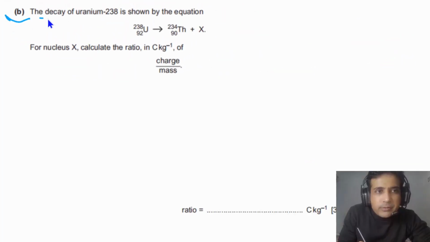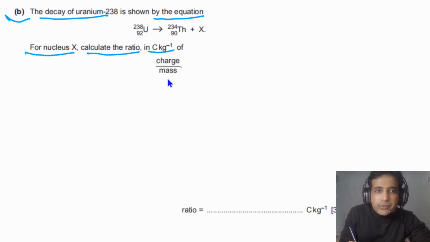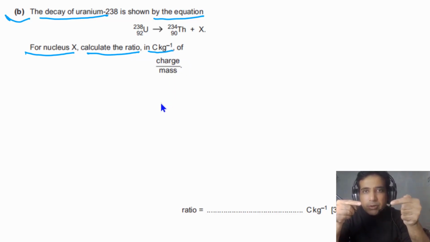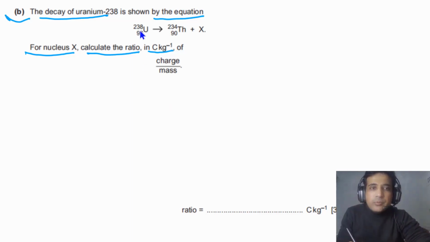For part B, it is given to us that the decay of uranium-238 is shown by the equation. For nucleus X, we need to calculate the ratio in coulombs per kilogram of charge over mass. It means we need to calculate the charge over mass ratio, and our answer has to be in coulombs per kilogram. So first of all, let's try to understand this nucleus X. Here we have proton number 92, and here we have 90. So the proton number of this nucleus is 2. And if you look at the mass number, the mass number of this one has to be 4. So simply this is an alpha particle, or you can say this is a helium nucleus.